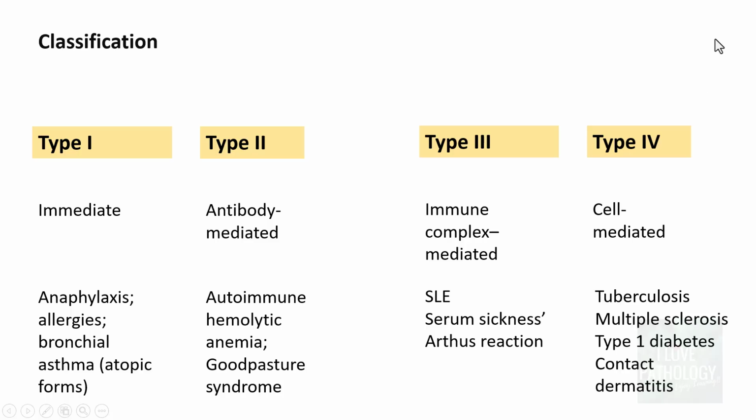Type 4 hypersensitivity is cell mediated. The examples being tuberculosis, multiple sclerosis, type 1 diabetes, and sometimes contact dermatitis. So now let's move on to understand type 1 hypersensitivity reaction. Now, what is this?